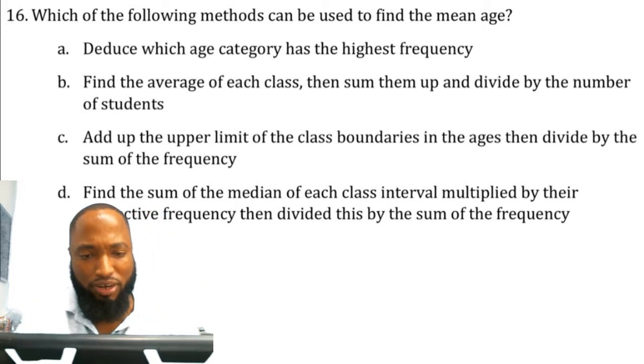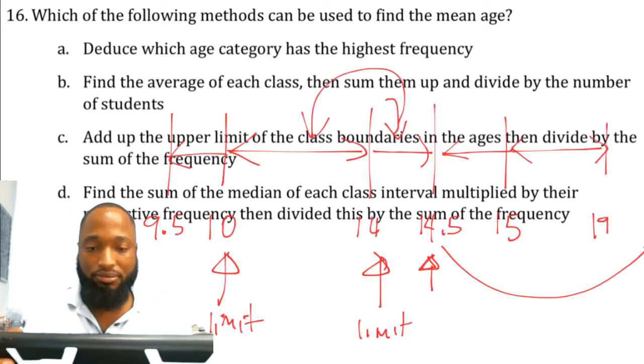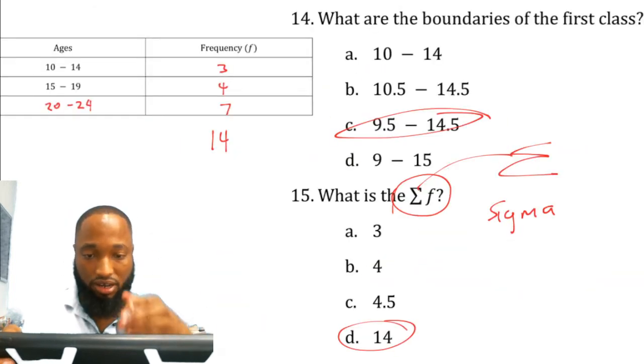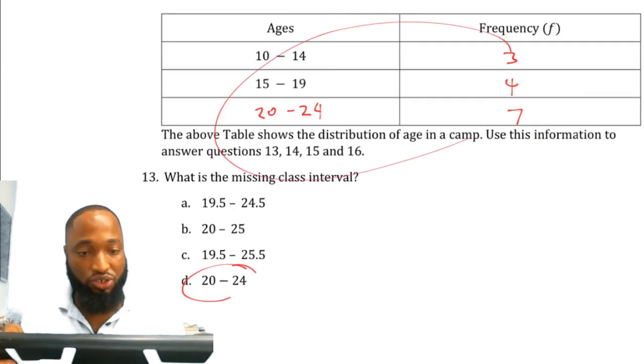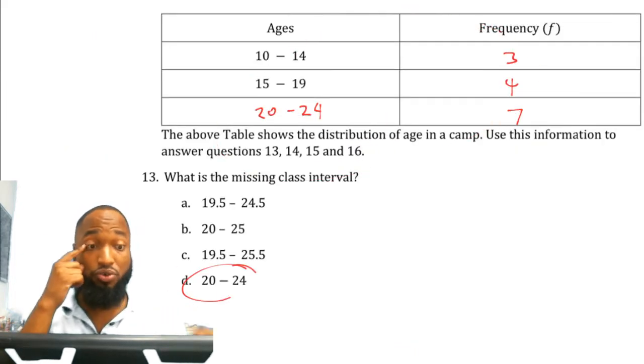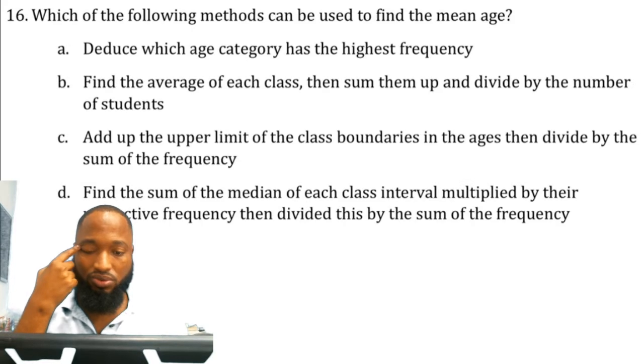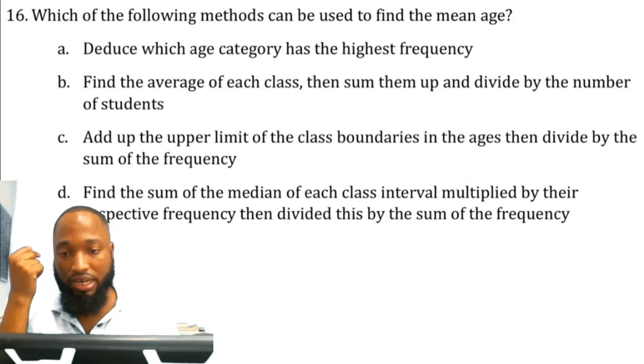Which of the following methods can be used to find the mean age? So to find the mean in a situation like this, what would you do? Let me see if I could pull up the little diagram here. Back again.